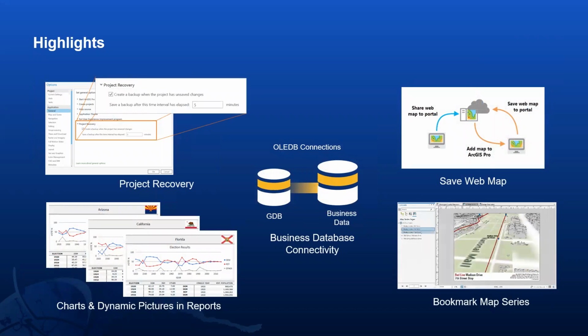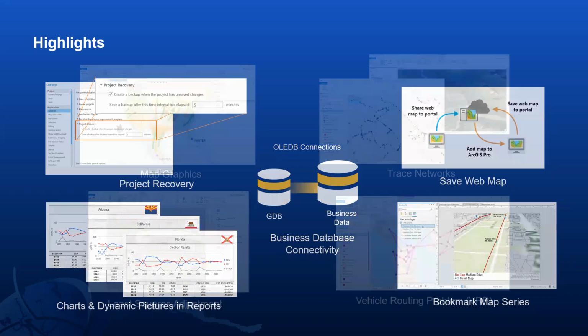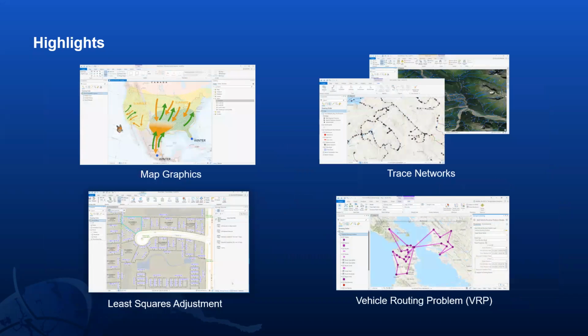Project recovery, that's new. You've got a project that's somehow crashed and you can't seem to get it back. You can set it up to do an auto save, and then you can recover it after the fact. Saving web maps, I already sort of went over that, talked about that. Bookmark map series, I showed that too. So there's a lot of other things that we're continuing to add at 2.6. The map graphics I also showed.